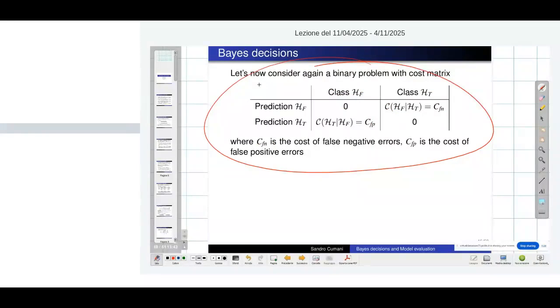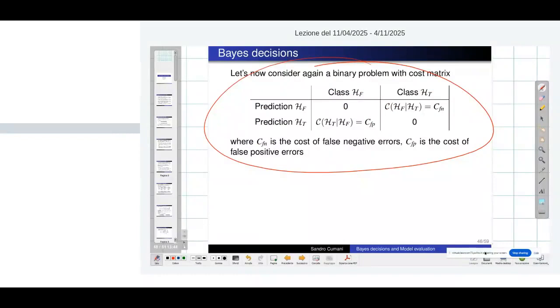Now let's go back to our binary problem and see how the optimal Bayes decisions specialize in this case. Remember, we said optimal Bayes decisions are, well, I compute for each action the expected cost of that action, and then I select the action which has the lowest cost. Now let's see how this translates to a binary problem.